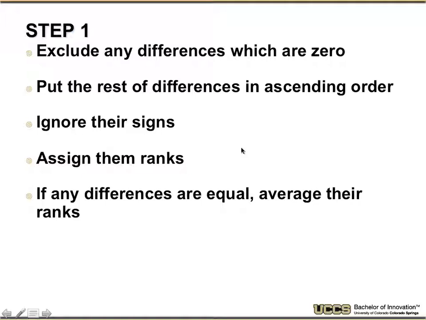So the basic idea of this, I'm going to go through it very quickly. You basically exclude differences that are 0. You put the rest of them in ascending order. You ignore their signs. You just look at them and assign them ranks. And if their differences are equal, average the ranks. I'll go through a numeric example in just a second.